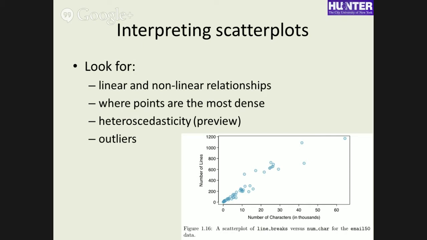And when I look at this plot, I don't really see any outliers. They all kind of look like they're following the same trend. I don't see one down here, which would be an outlier. I don't see one way up here, which would be something with only a few characters but a lot of lines, like someone just typing one word per line or something like that. No super weird emails in this data set.